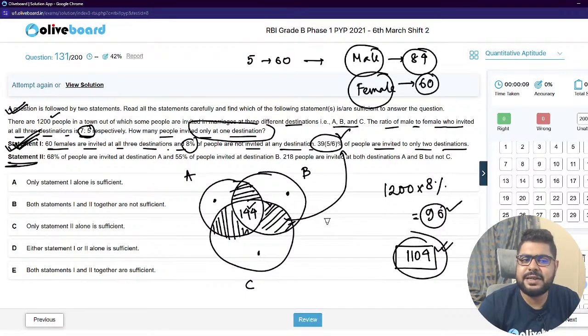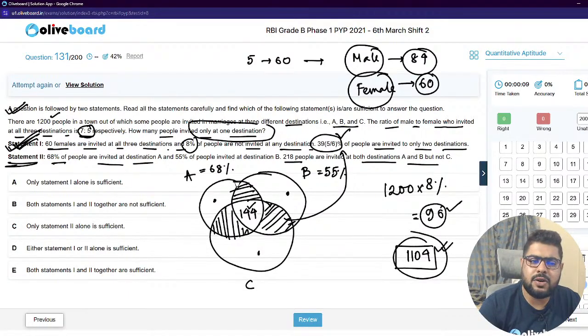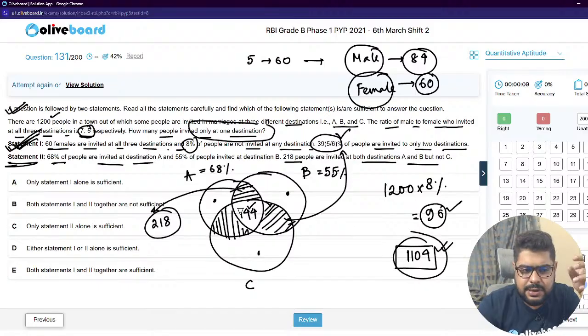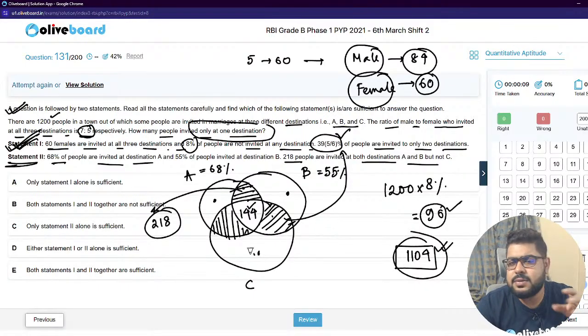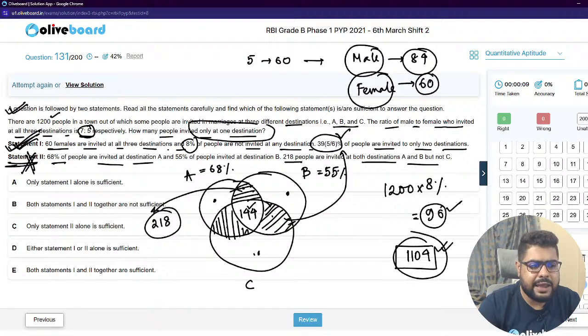What about the second statement? अच्छा, 68% are invited at destination A. Okay, A is this. 55% at B. Okay, perfect. 218 people were at both A and B but not C, meaning this value, A and B but not C. This is given, 218. But sir, again, if we don't know these values, the middle, like all 3, this one, nothing. So there are so many missing values. And in fact, we don't even know how many people were not invited to any of the destinations. So ये तो sir बहुत ही lacking. It's tremendously lacking. So ये इससे कुछ नहीं मिले.